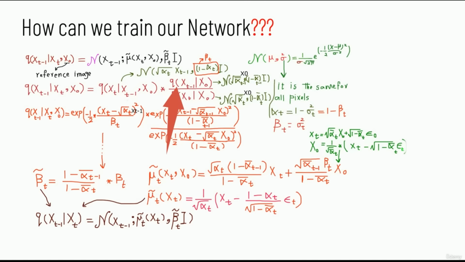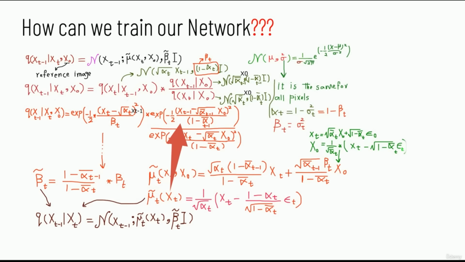Now we have this Gaussian distribution. The mean of this distribution is the square root of alpha bar t minus 1 times x0, and the variance is 1 minus alpha bar t minus 1. We will put all these things in this equation and we will get this thing here.